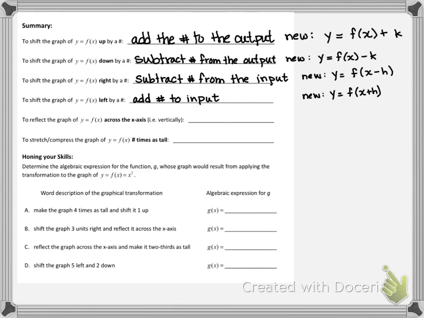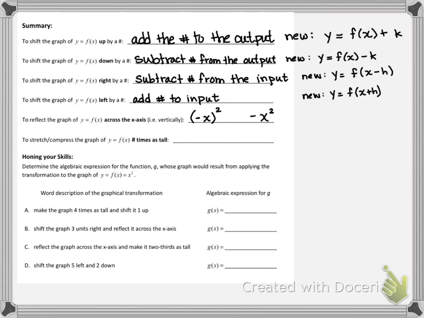So if I want to reflect the graph across the x-axis vertically, what did we do? You multiply by a negative. Yeah, it's like multiply by -1, right? So do we do that with the input or the output? Input. So are we doing this? So it looks like this, right?